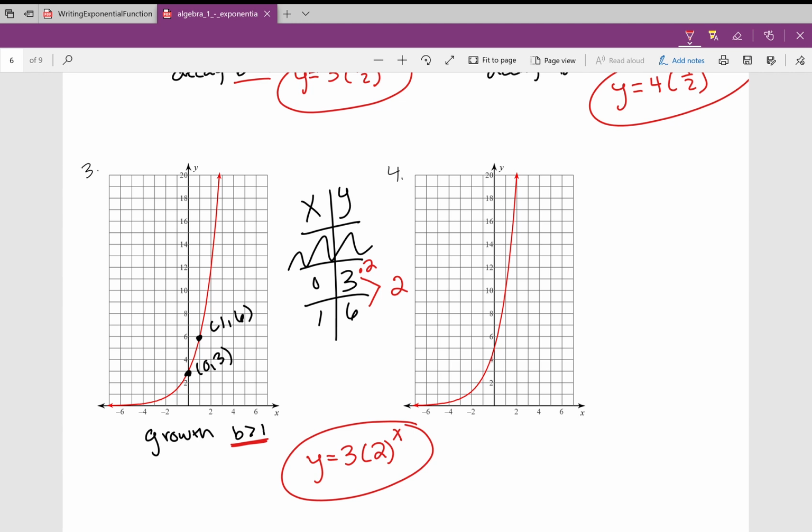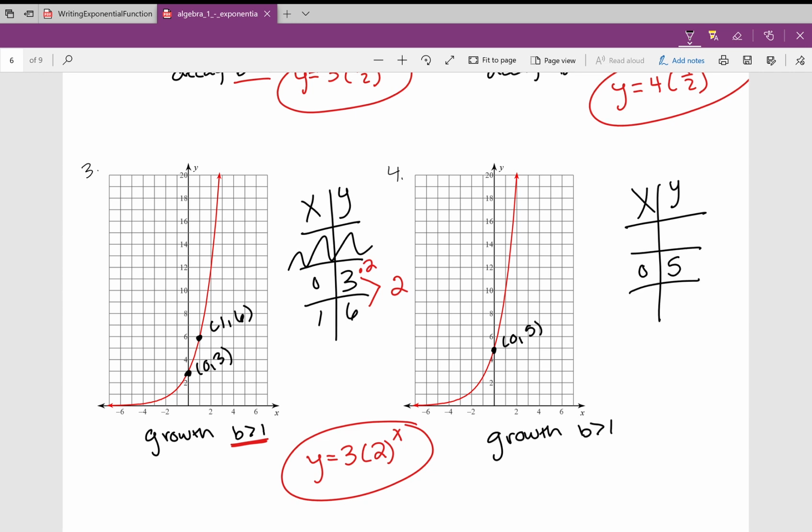Okay, let's look at number 4. Remember, our first step is to determine if it's a growth or a decay. So looking from left to right, we notice that this red line is going up, so it's a growth. And since it's a growth, we know b has to be greater than 1. Okay, let's create a table. Our next step is to find the y-intercept, and our y-intercept is right here at 0, 5. So put it in the middle.